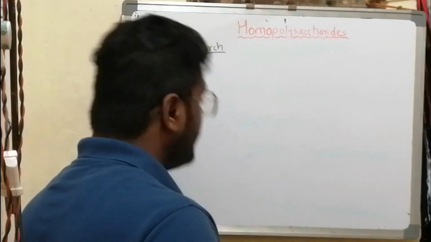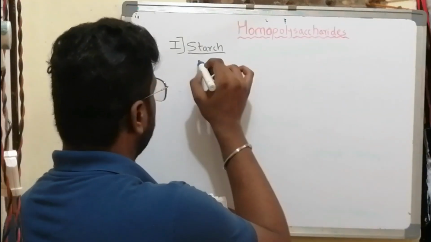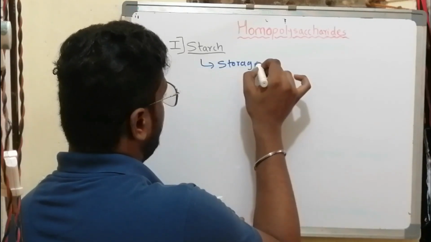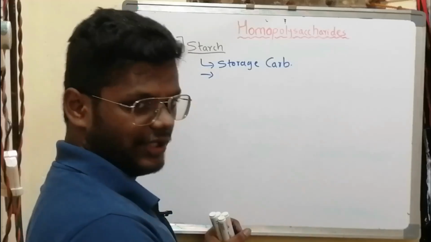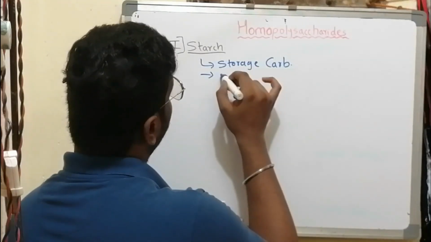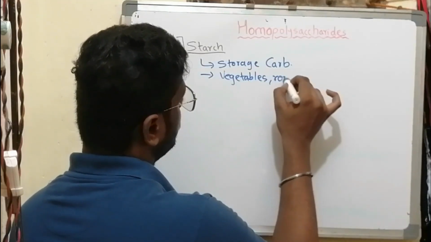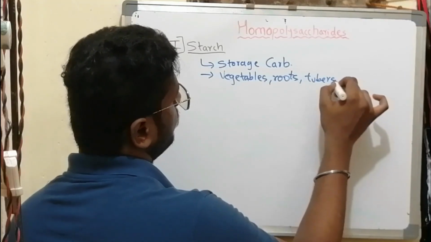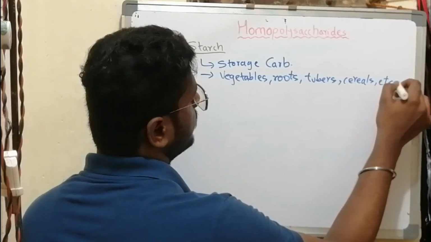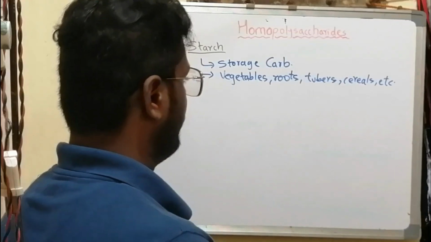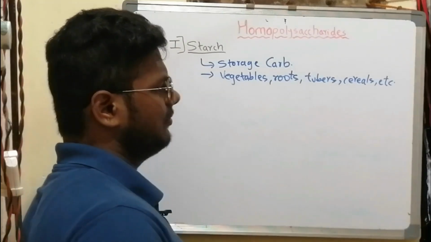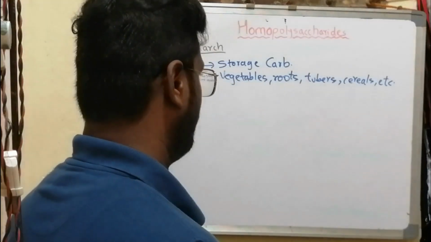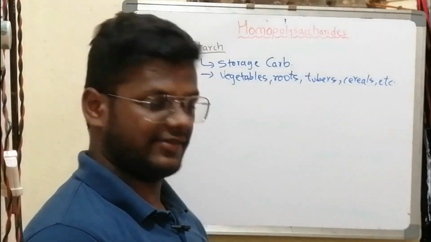So starch is basically a storage polysaccharide where the plants are storing their energy giving compound, that is glucose, in the form of starch. So it is a storage carbohydrate, and it is mostly seen in every plant, but there are some plants in which it is present in high concentrations, like vegetables, roots and tubers, cereals, etc. So mostly starch can be found in high concentrations in these, but basically it is present in every plant because it is a storage carbohydrate and plants require it as their energy.